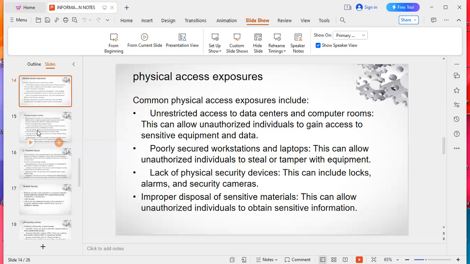And of course, improper disposal of sensitive materials. This can allow unauthorized individuals to obtain sensitive information.